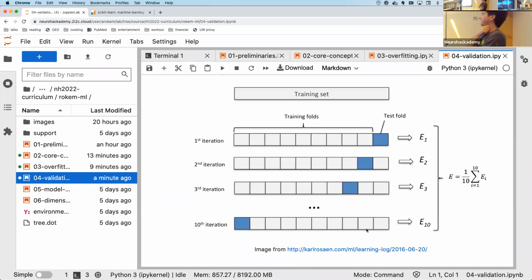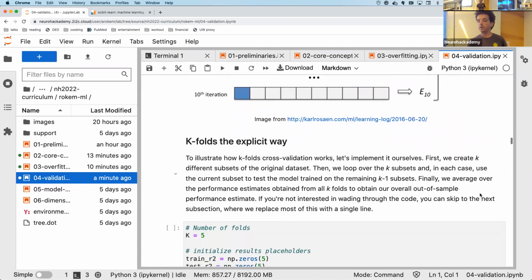And now you get 10 estimates of the error, so you get a distribution, and you can report error bars. One way to think about this is that the error, or the R squared, is the average across all these folds.